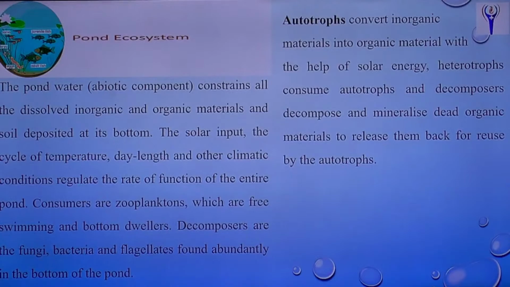Whereas the autotrophs, meaning the plants present in the water, are considered to be producers. Autotrophs convert inorganic material into organic material with the help of solar energy, and the heterotrophs eat that, and decomposers decompose and mineralize the dead organic materials to release them back for use by the autotrophs.